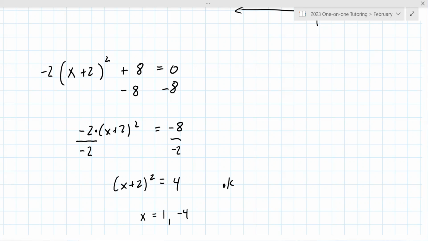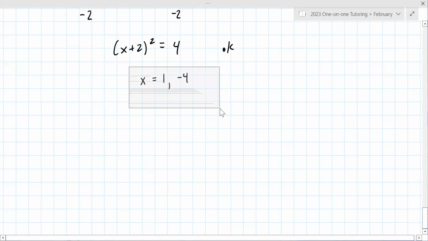Okay, so the -4 is good. The 1 is not. Now here's how I'm doing that. 1 plus 2 squared is 3. 3 squared is 9. Okay, so there's a small little issue there. Let's take a look here. So it's x plus 2 equals plus or minus the square root of 4, or plus or minus 2. Is that what you have?